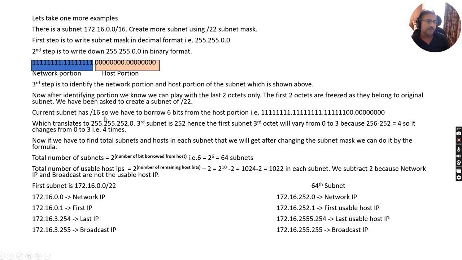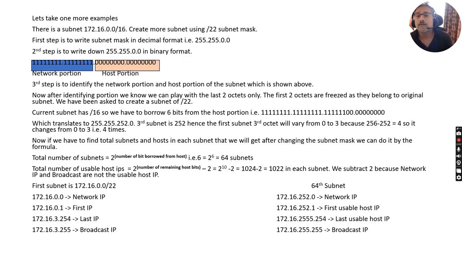I have given another example here, 172.16.0.0/16. Here you have a bigger subnet with a /16 subnet mask. So the original subnet had 16 bits of network portion and 16 bits of host portion. It is a big subnet, correct? The number of usable hosts was 2 raised to 16 minus 2. Now you have been given a task to create subnets of /22. You already have 16 bits which are on, so you will have to add 6 more bits.